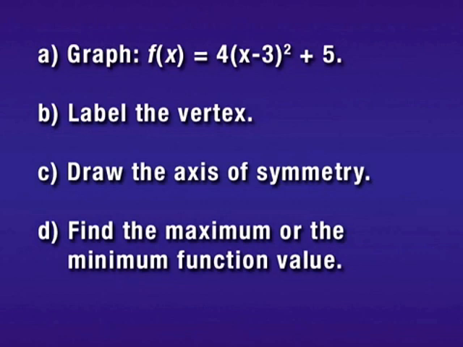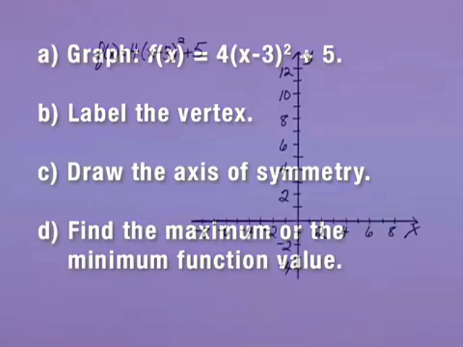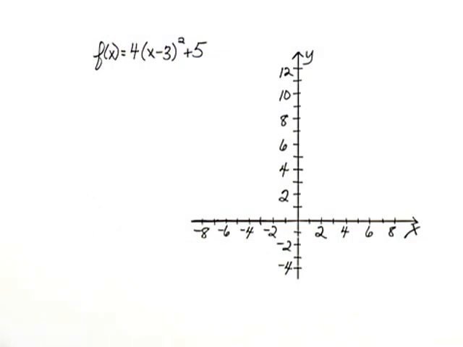A, graph f of x equals 4 times x minus 3 squared plus 5. B, label the vertex. C, draw the axis of symmetry. And D, find the maximum or minimum function value. Let's begin by starting with part A, graphing the function.